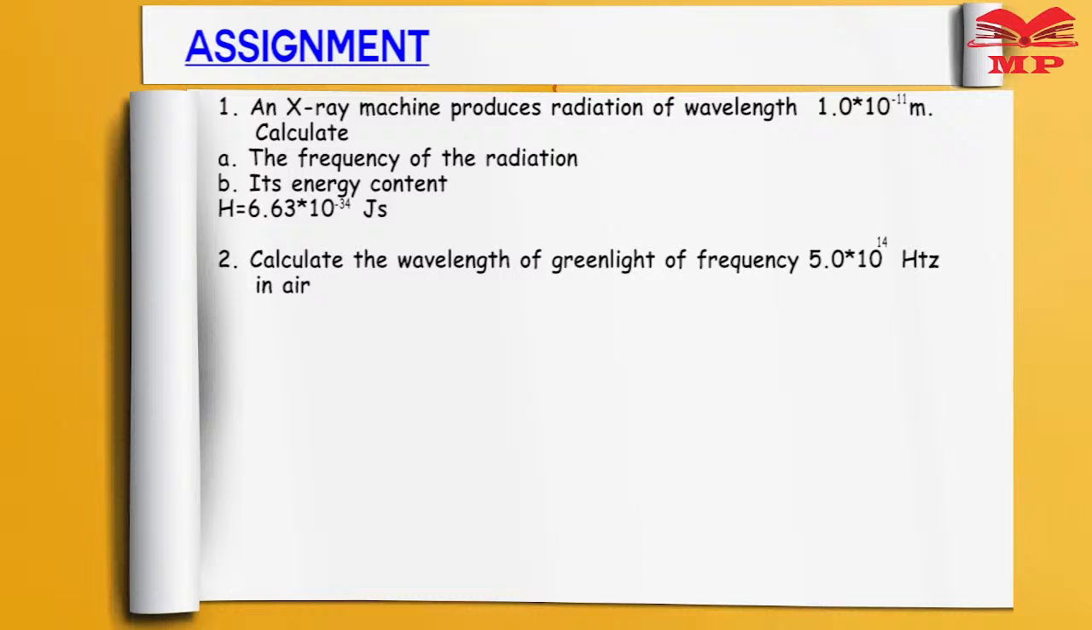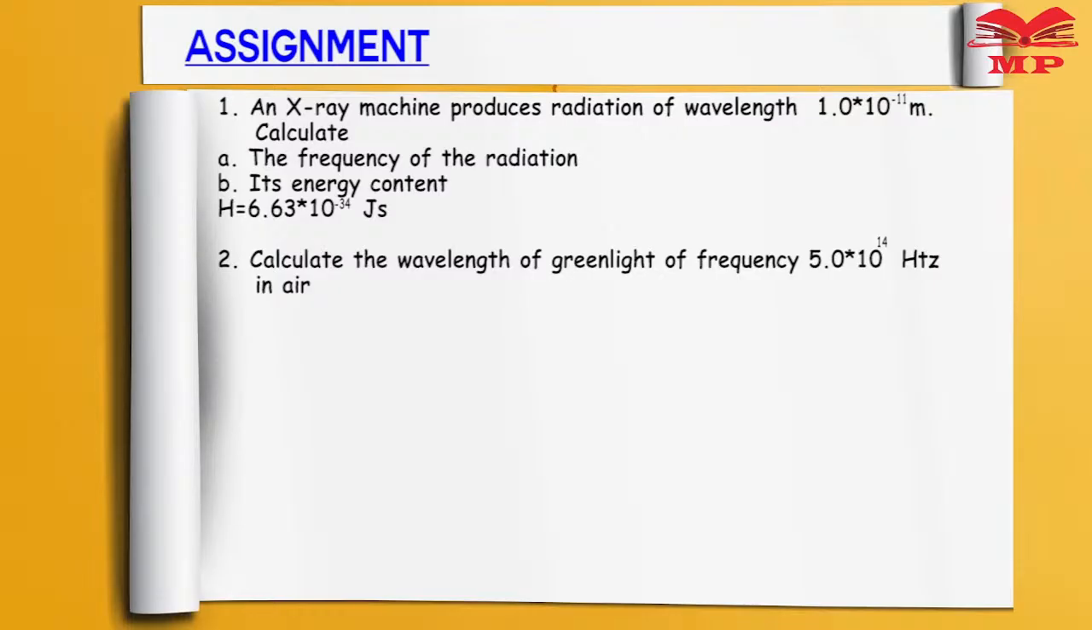In this question, you have been given the value of h, which is Planck's constant, as 6.63 times 10 power negative 34 joule seconds. So you should work that one out.